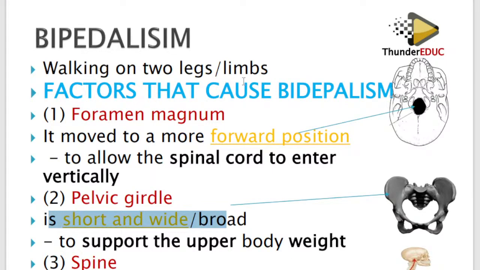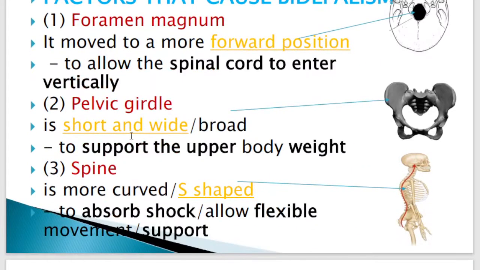Put hind. When you use the word limbs, walking on two legs, you must add the word hind limbs, because we have the forelimbs and we have the hind limbs. Anyway, let's go to the next one.